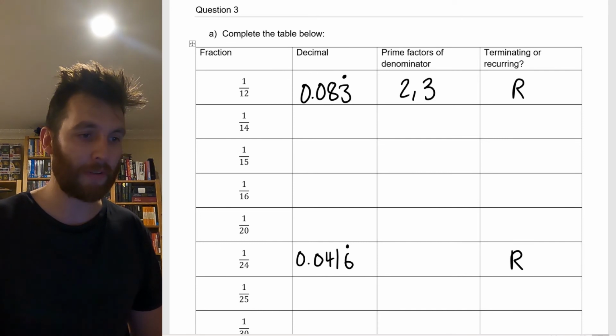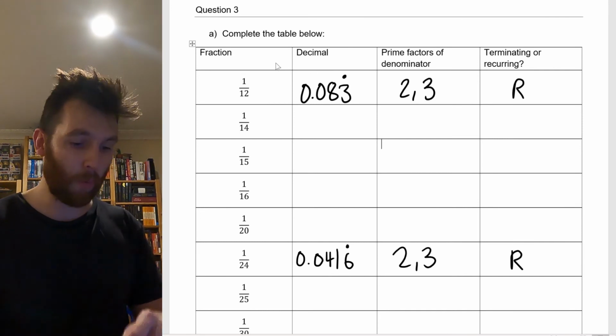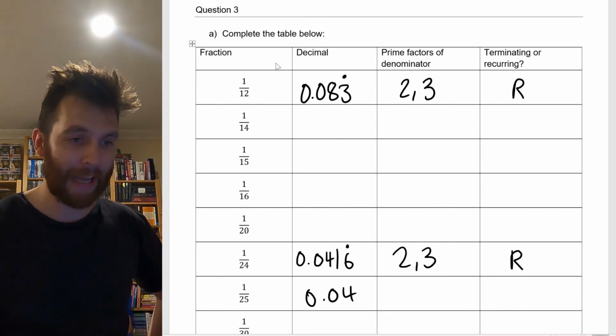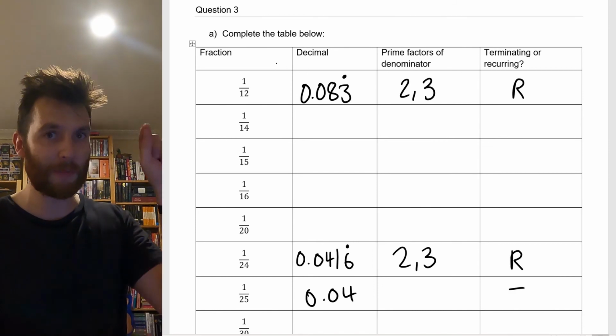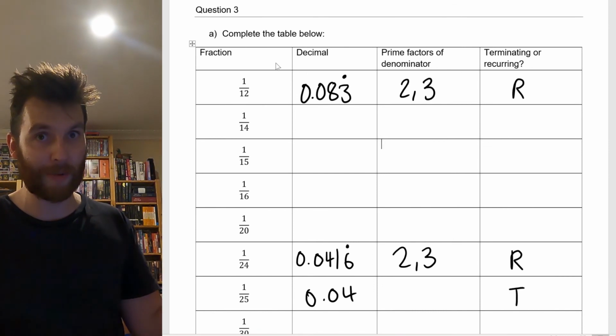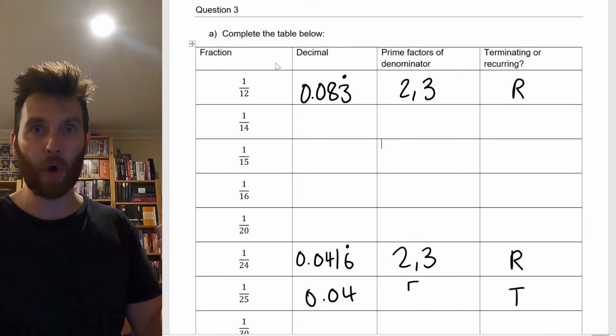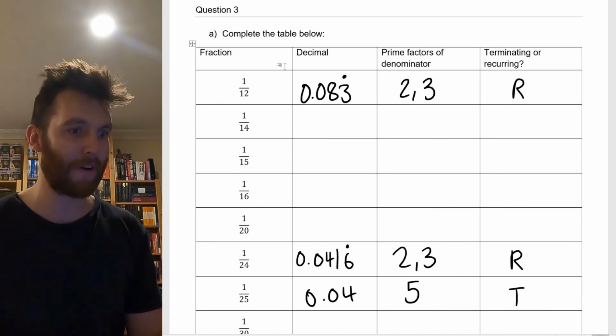So we've got 2 and 3 for this one. The next number, 1 over 25, that would give us 0.04 as a terminating decimal. And if you split up 25 in this way using a factor tree, the only way you can do it is to do 5 multiplied by 5, which is 25. So 5 is our only prime factor of 25.